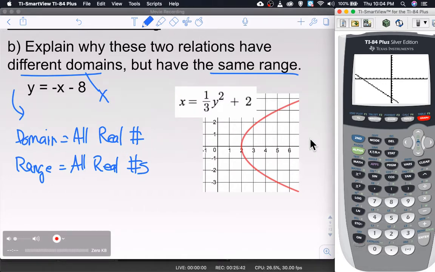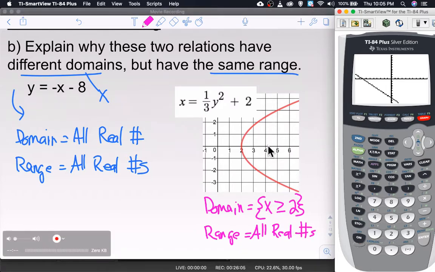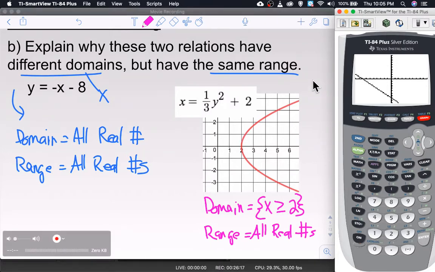This other one here, if I change color, its domain is from x values greater than or equal to 2, and its range is all real numbers. It will eventually go through every single number vertically, so it'll go through 1, 2, 3, 4, 5, 6, 7, 8, 9. It'll be very far over to the right, but it'll go through every single number, 1,000, a million, a billion, a trillion, all of them.